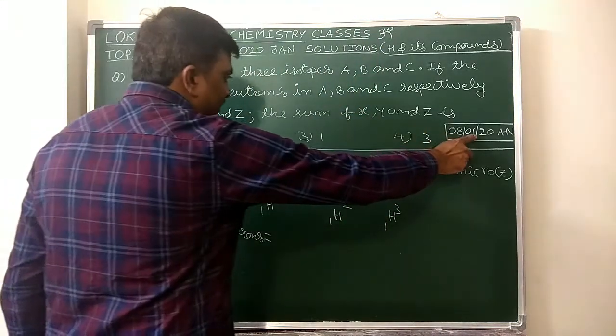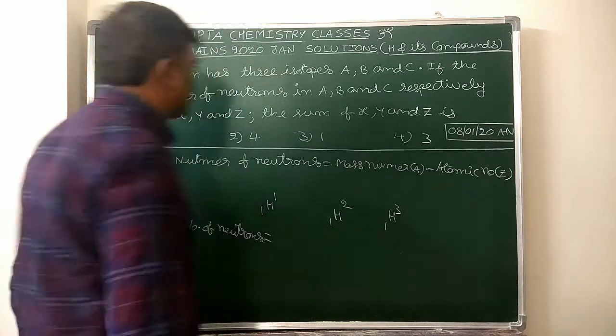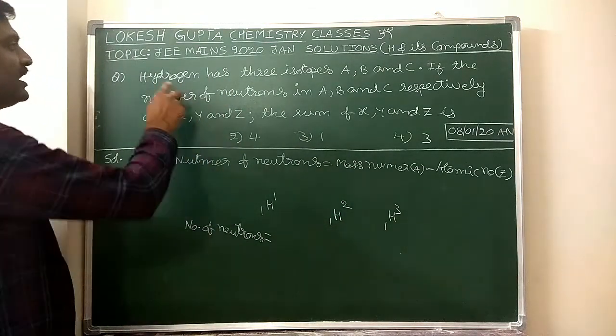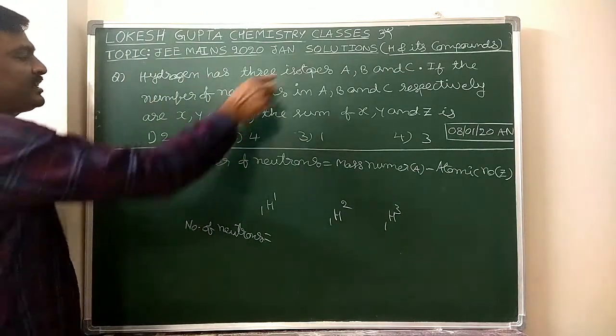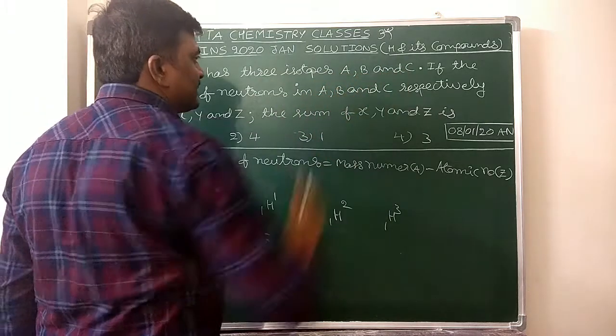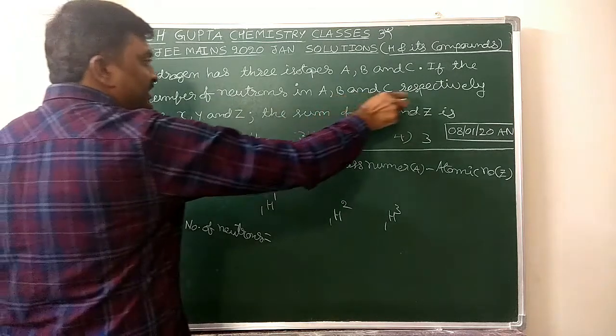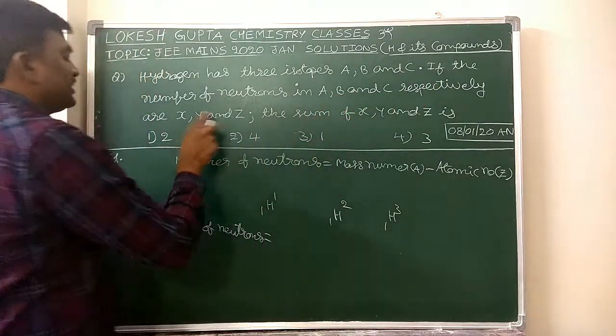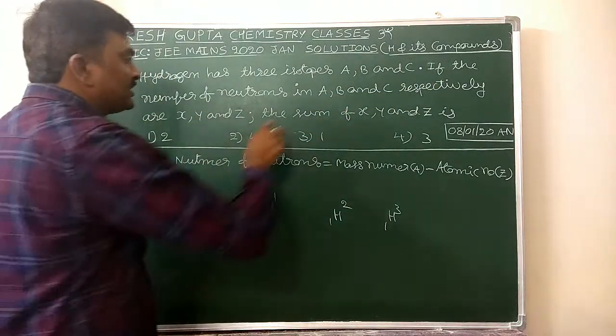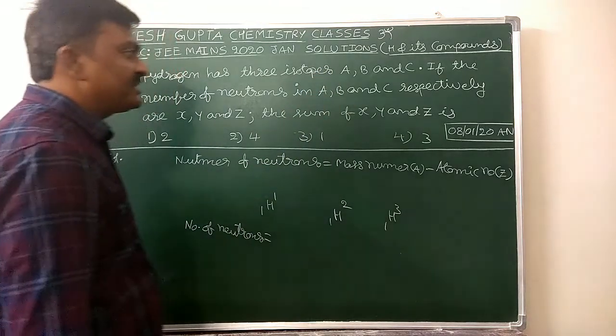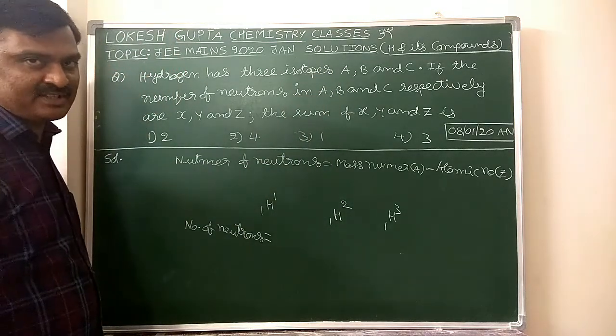This question was given on 8th January afternoon. The question is, hydrogen has 3 isotopes A, B and C. If the number of neutrons in A, B and C respectively are X, Y and Z, find the number of X, Y and Z. It is the easiest question.